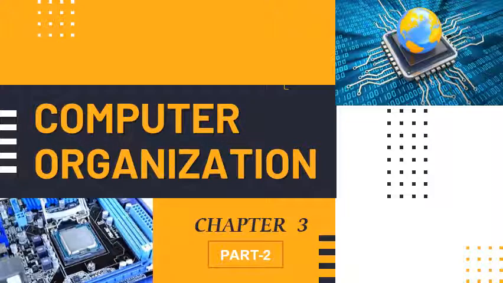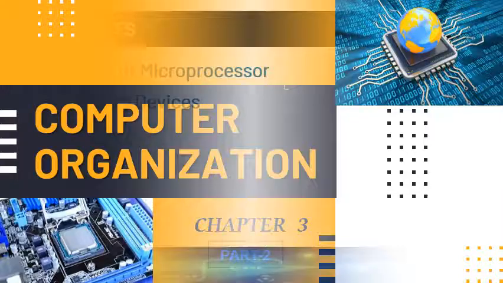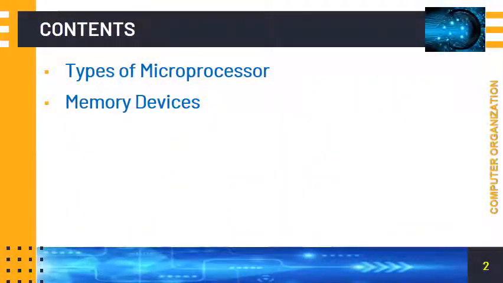Hello students, in this session you are going to learn chapter 3, Computer Organization part 2. Contents of this session are types of microprocessor and memory devices.